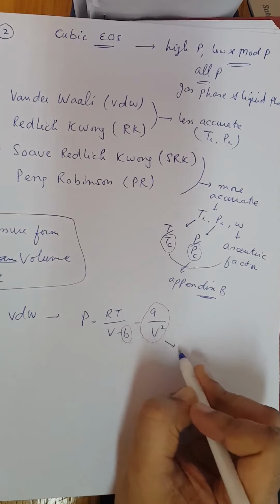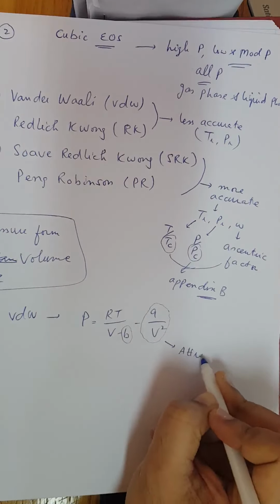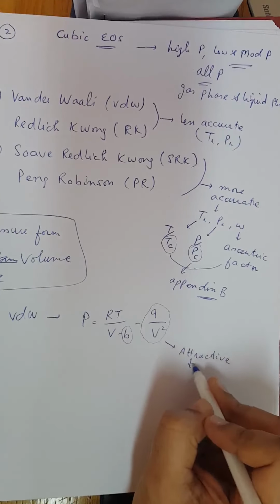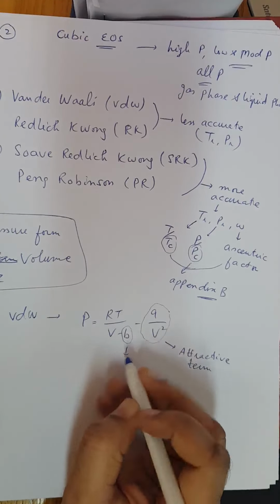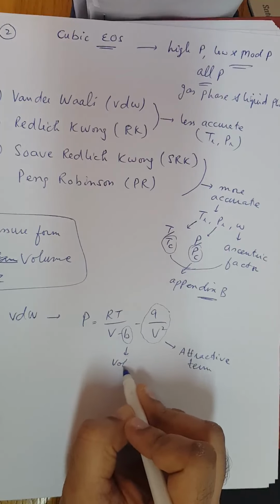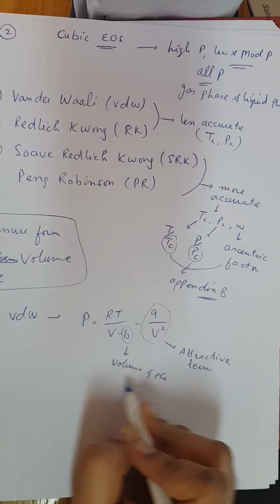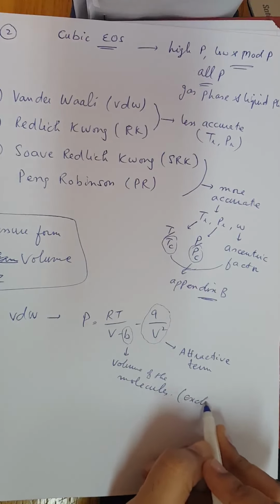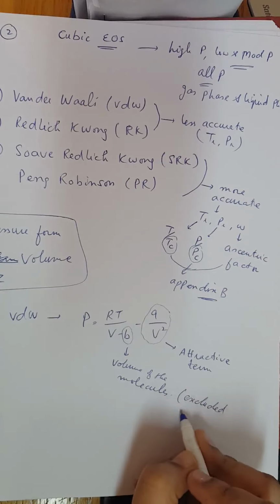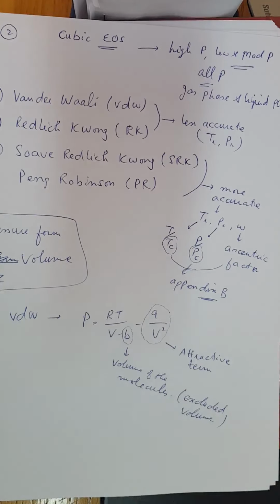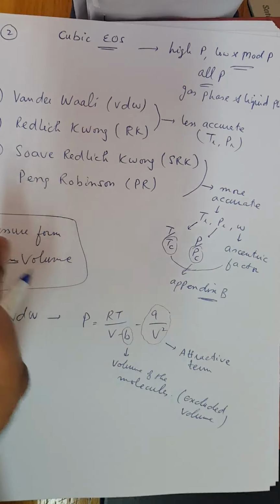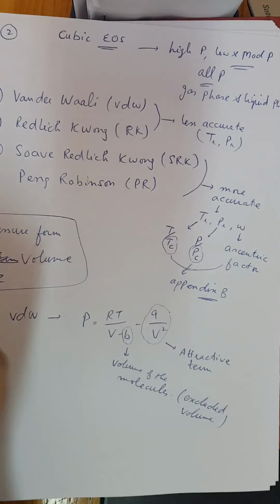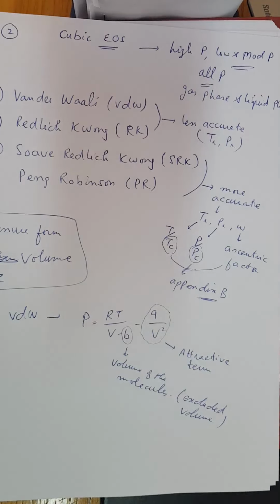So this is the force of attraction, the attractive term, and this is called the volume of the molecule. We can also say excluded volume because we are subtracting it. The kinetic molecular theory states that the volume of the molecule is negligible, or that there is no volume of the molecules. So that is also not the case.